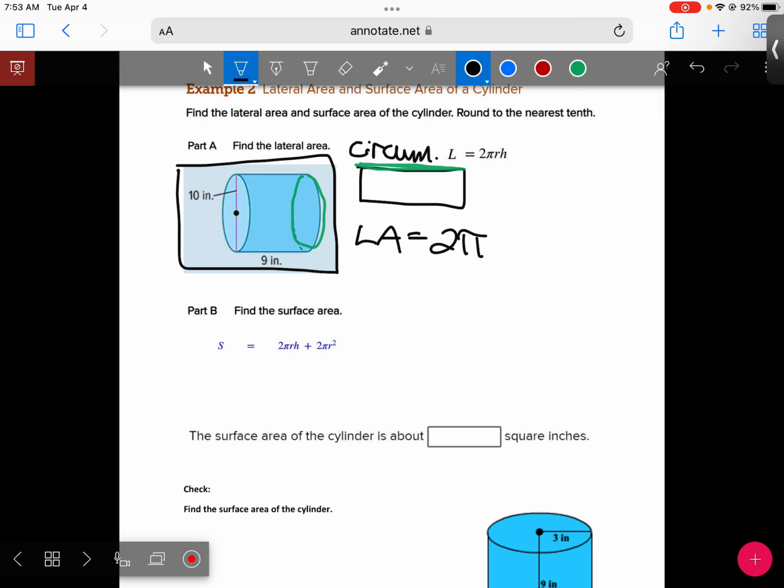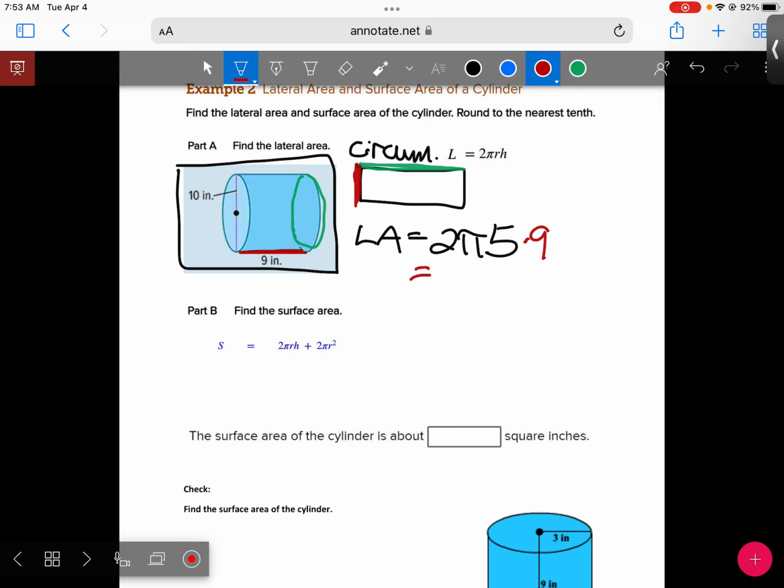Leilani, what is the radius of this cylinder? Yeah, it's 5. Don't be fooled. They've got 10, but that's a diameter. So the radius is 5 times the height. Okay, so think of it. This is a soup label. The height of the label is right here. So that is going to be times 9.